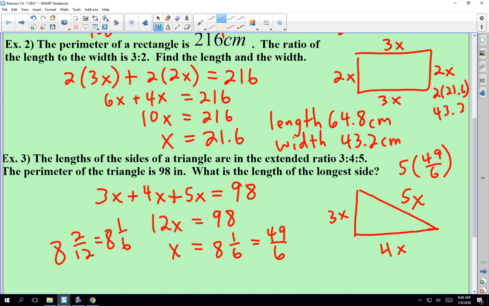So once again, we're doing that Common Core sort of thing where you're using geometric properties. That's the perimeter of the triangle to get an algebra equation, and then you're solving the algebra equation to then answer the geometry question. So 5 times 49 would be 245 over 6.